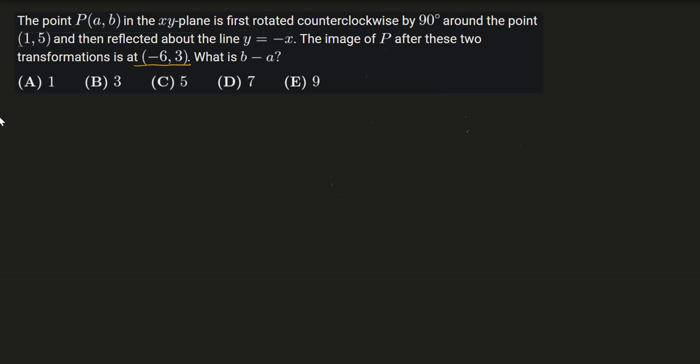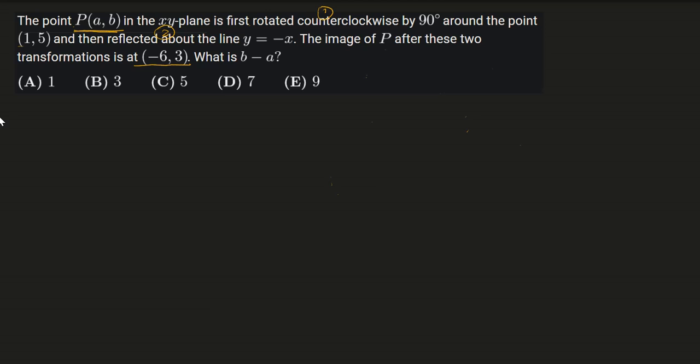Basically what we need to do is to find the original two coordinates of point P. So this is a typical analytical geometry problem. What we need to do is to draw these coordinates and then try to perform these two operations. We have operation 1 and operation 2. We need to perform these two operations reversely so that we can retrieve the original location of point P.